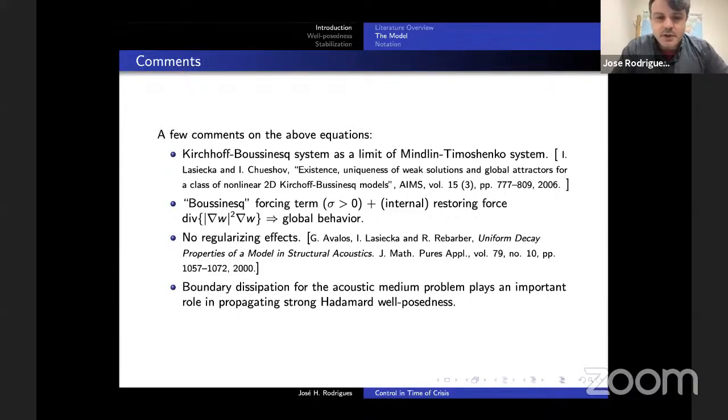It is also known that there are some results in which similar models were considered. However, they have some regularizing effects, which is not our case here. So, for instance, in this paper from Avalos, Lasiecka, and Rebarber, they consider a model in which it has regularizing effects.